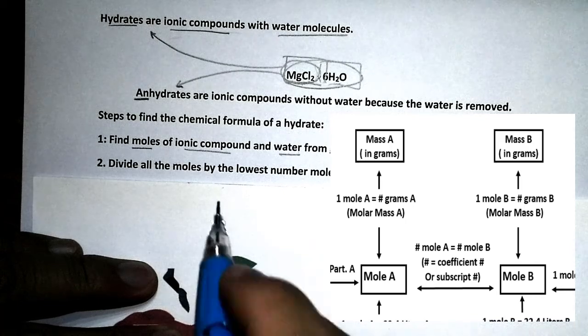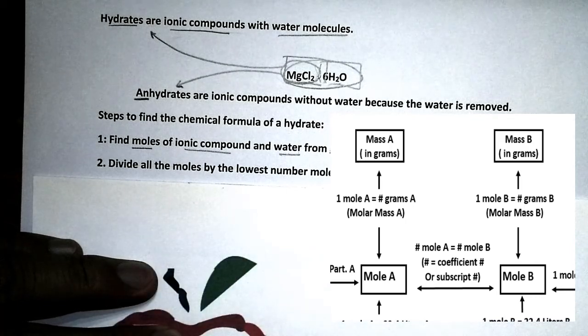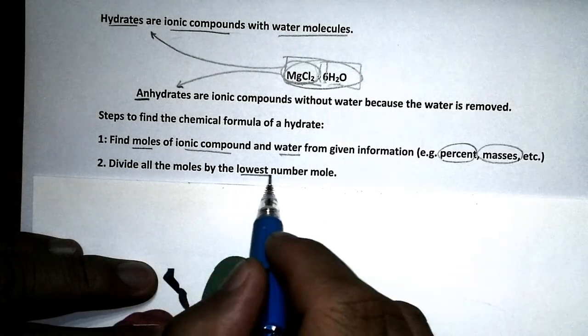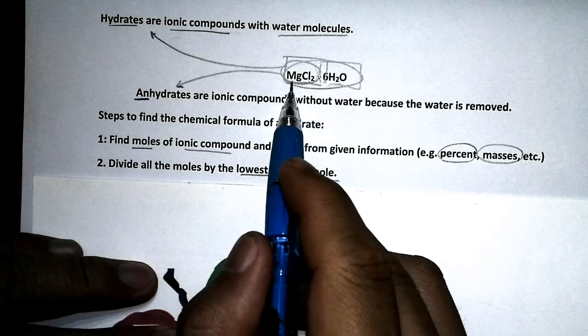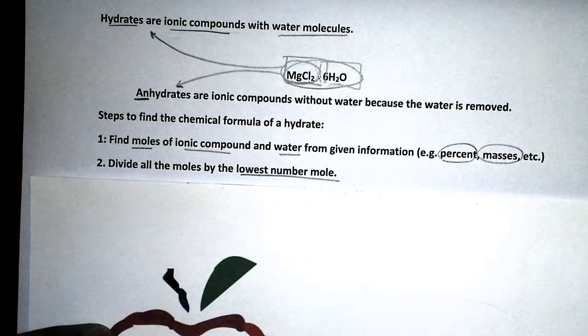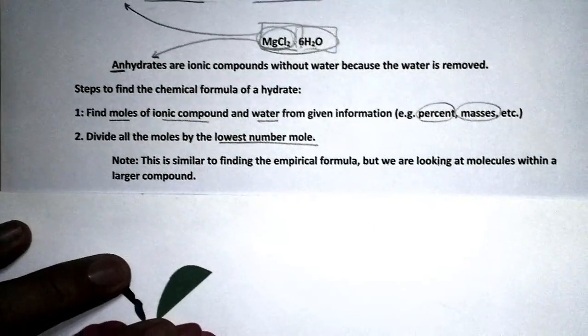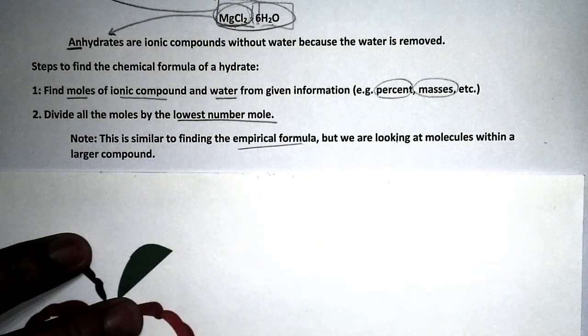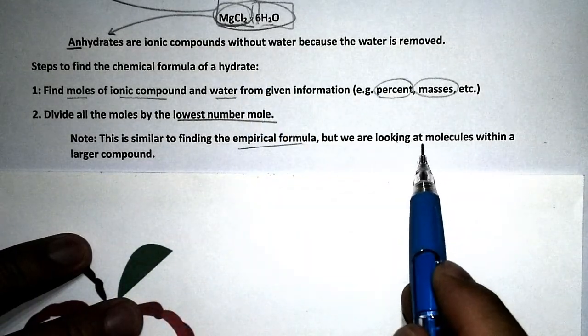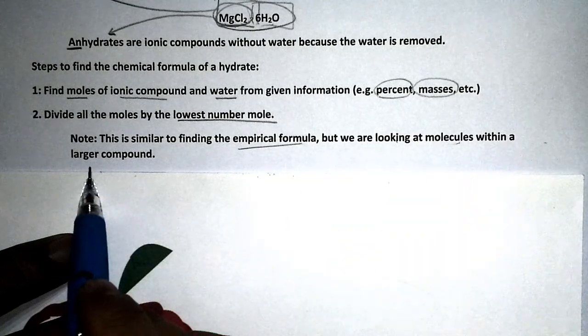Once we get the moles, we make a ratio in terms of moles by dividing by the lowest number of moles. That gives us a whole number of water molecules relative to the smallest number of moles, which is usually the ionic compound. So let's do an example problem together. If you notice, this is very similar to finding the empirical formula. It's just that now we are looking for molecules within a larger compound.